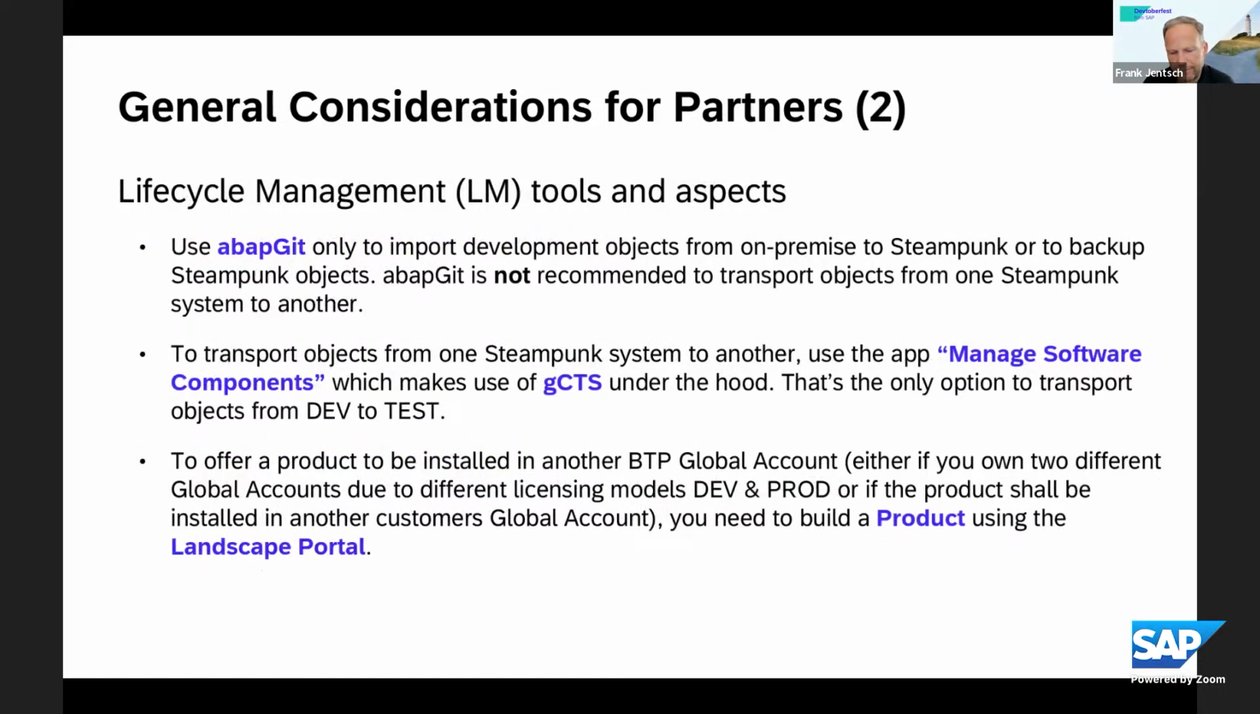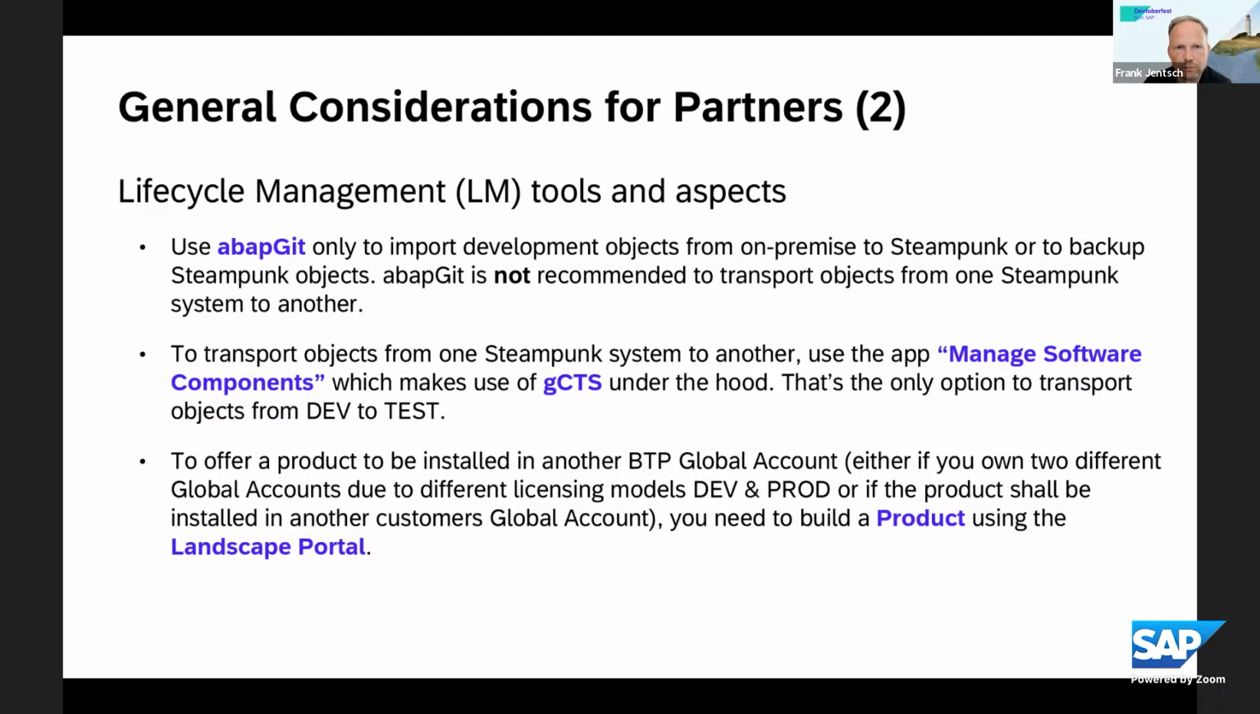So there is another topic which is also very important, and sometimes there are misunderstandings about which type of lifecycle management tool should be used when. So we have basically three different tools in that area, and I would like to explain the purpose of these different tools. First of all, I would like to talk about ABAP Git. The community tool ABAP Git is integrated into Steampunk.